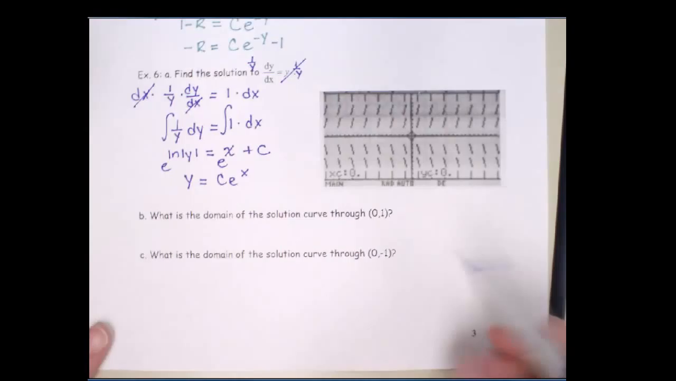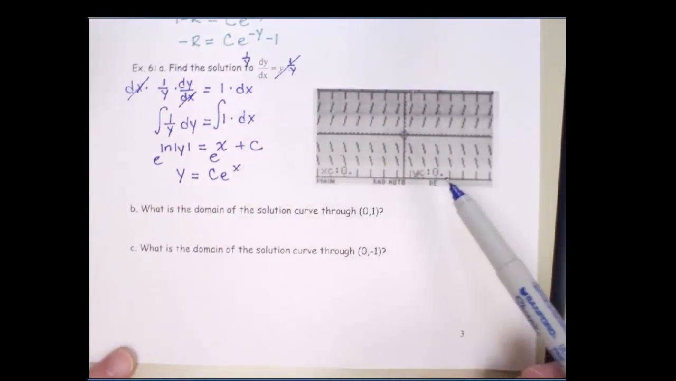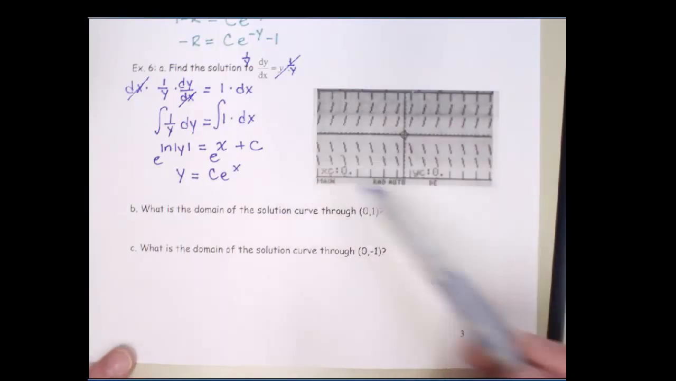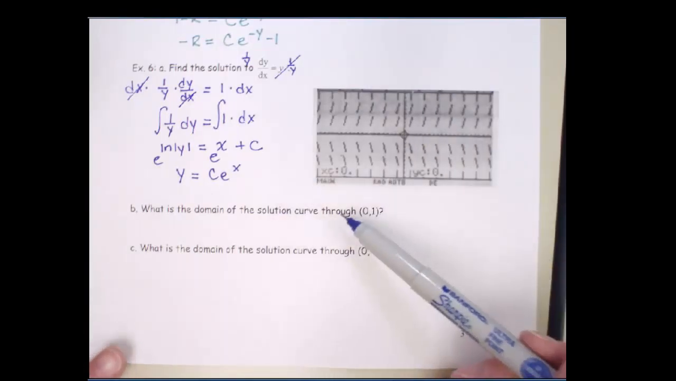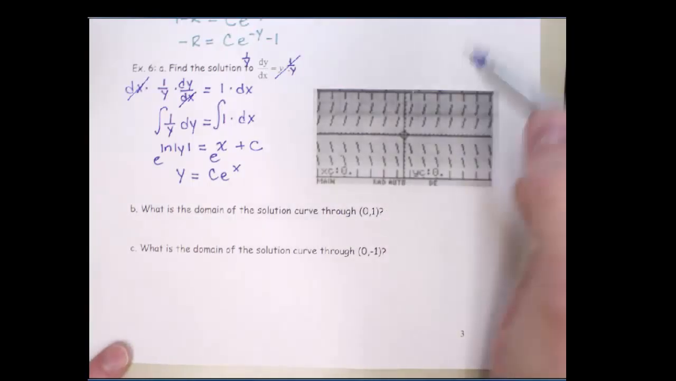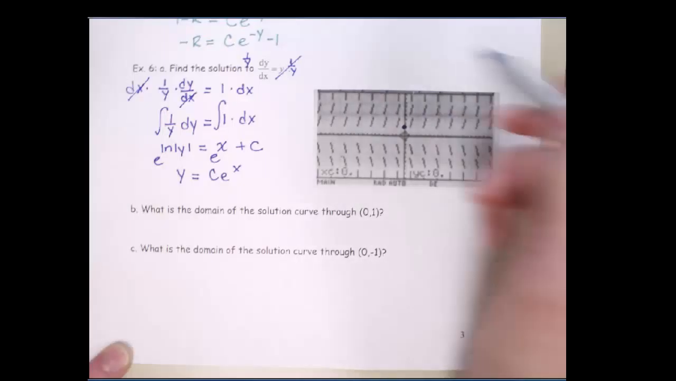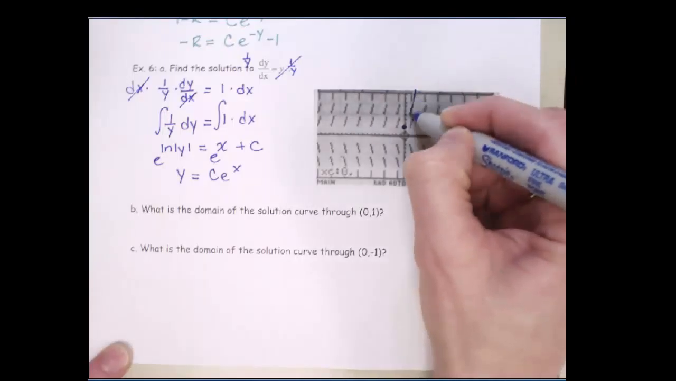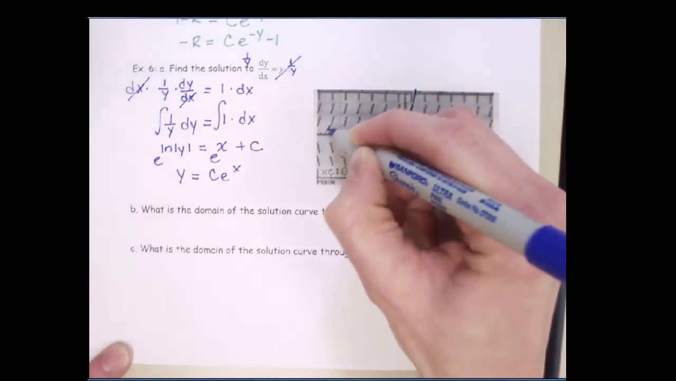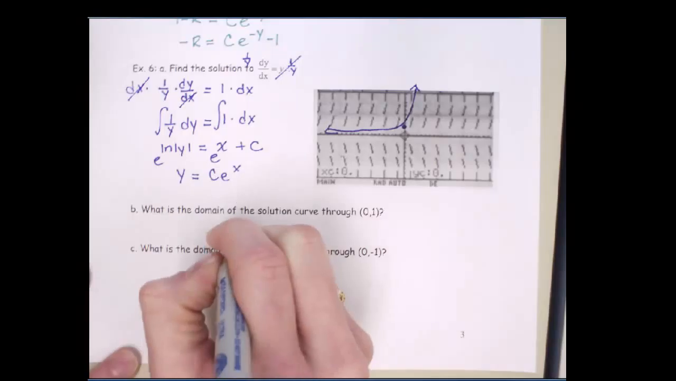And we've already got the slope field over here for this differential equation. If you put this in the calculator, the slope field would come back to look like this. So the question is, what is the domain of the solution curve through the point 0, 1? If you come here, 0, 1, let's say it's right here. If I draw this curve in, it's going to look something like this. It's just going to look like a normal e to the x graph. So what is the domain of e to the x? Well, it's all real numbers.